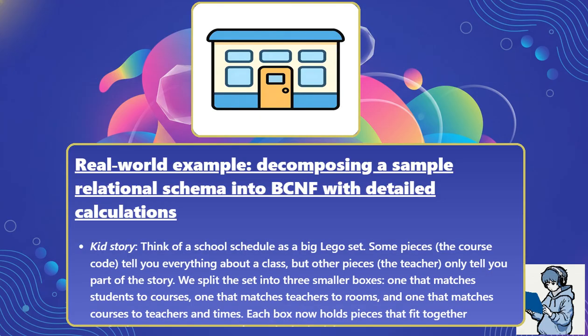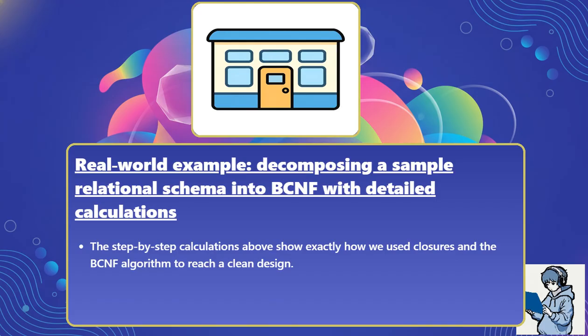Kid story, think of a school schedule as a big Lego set. Some pieces, the course code, tell you everything about a class, but other pieces, the teacher, only tell you part of the story. We split the set into 3 smaller boxes, one that matches students to courses, one that matches teachers to rooms, and one that matches courses to teachers and times. Each box now holds pieces that fit together perfectly, so we never get a mismatched schedule. The step-by-step calculations above show exactly how we used closures and the Boyce-Codd Normal Form algorithm to reach a clean design.